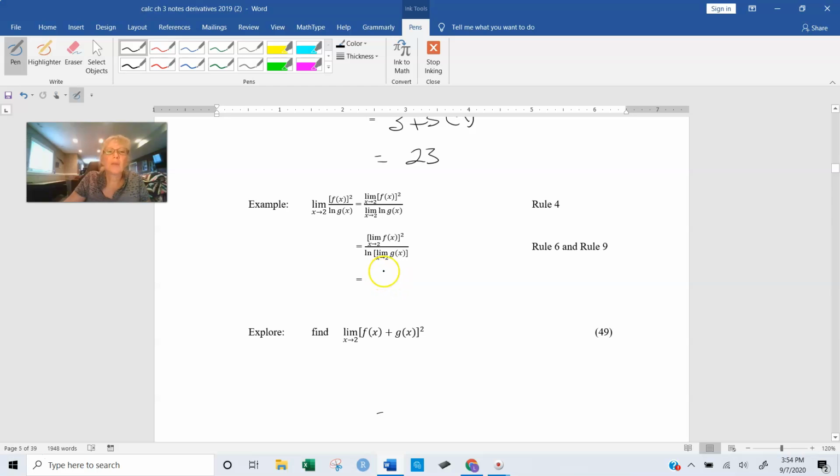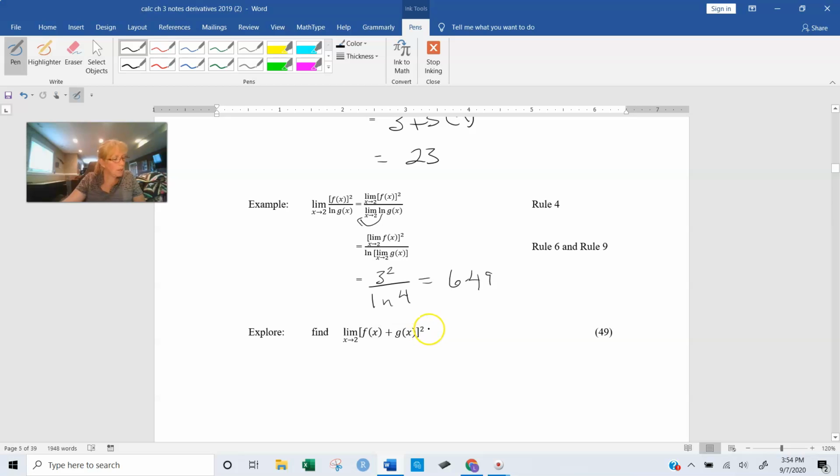So this is going to be 3 squared in the numerator. Now, I don't want to take the natural log first. So I'm going to bring the natural log out and take the limit of g of x, because that's what I know. So now I'm going to take the natural log of 4 in the denominator. Type that in your calculator, and you should get approximately 6.49.